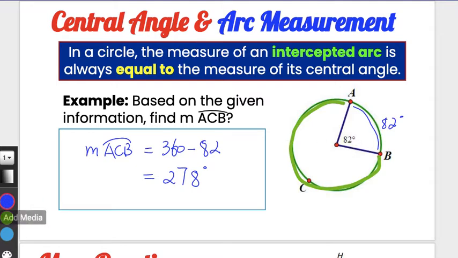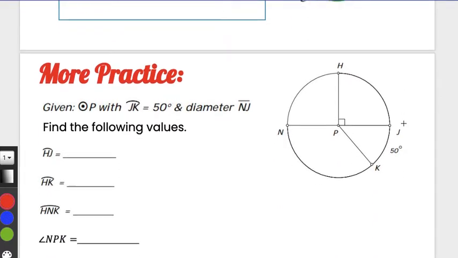Some students might wonder, since this is 82 degrees and the whole circle is 360, can I use this 82 to subtract from 360 and say this piece of the arc will match the central angle in this way? Can I do that? Yes, you are right. It's perfectly fine to use this way. It doesn't matter which way you use, as long as you make the connection between the central angle and its intercepted arc, then you will be right. Okay, let's do more practice about the central angle.